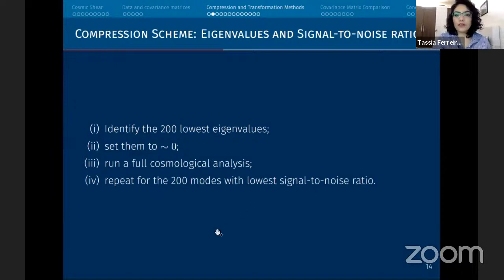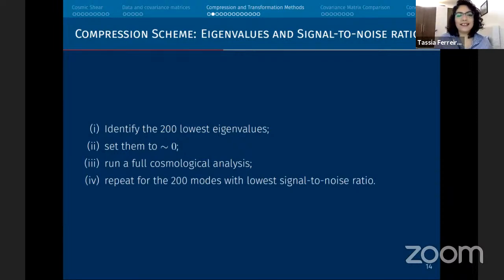We started looking at the eigenvalues and the signal to noise ratio, which is the simpler thing that you can do with a regular matrix. And so we identified the 200 lowest eigenvalues. We set them to something close to 0. It wasn't 0 exactly, because then you get a semi-positive definite covariance matrix. So we set them to 8 orders of magnitude lower.